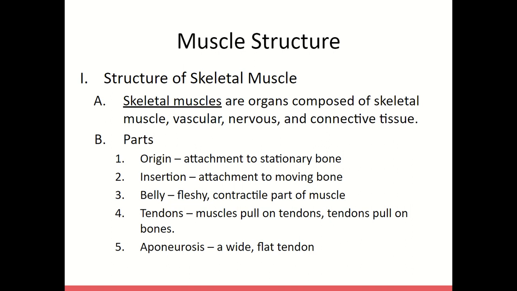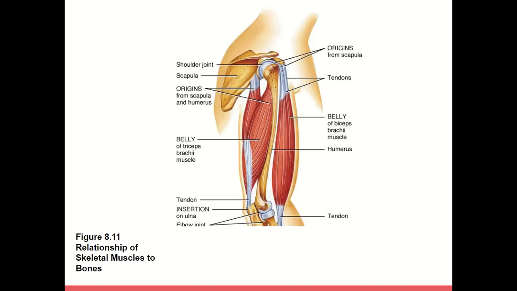And then the last term is this thing called an aponeurosis, which we don't use that much, but it comes up every once in a while. An aponeurosis is just a really large, wide, flat tendon. So it's the same as a tendon. It's the connective tissue that connects the muscle onto a bone, but it's just very large and flat.